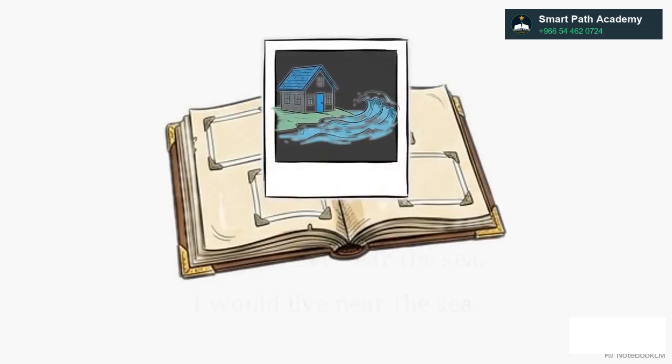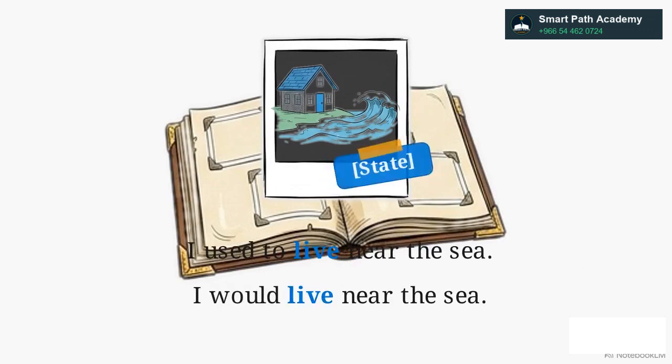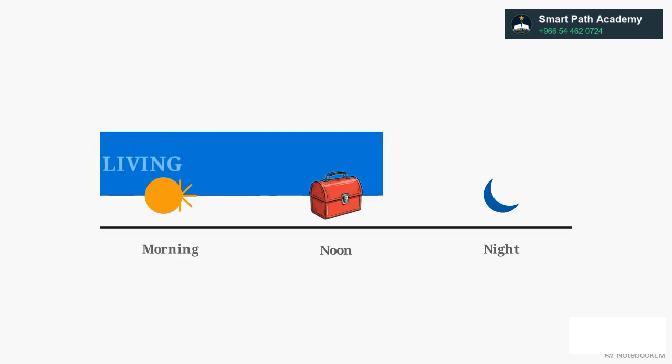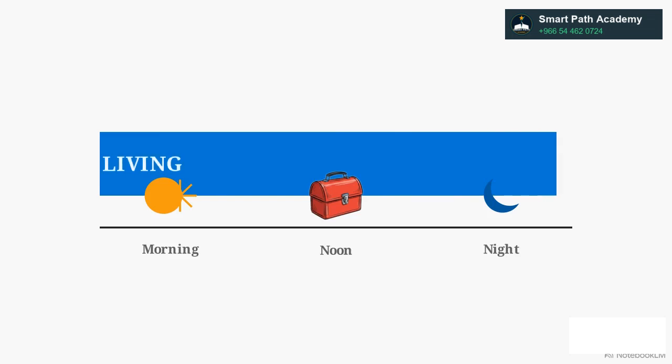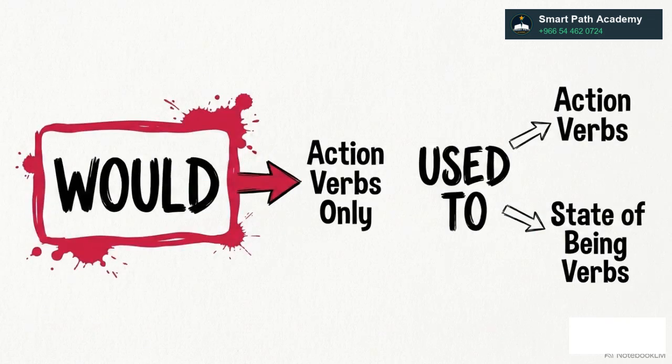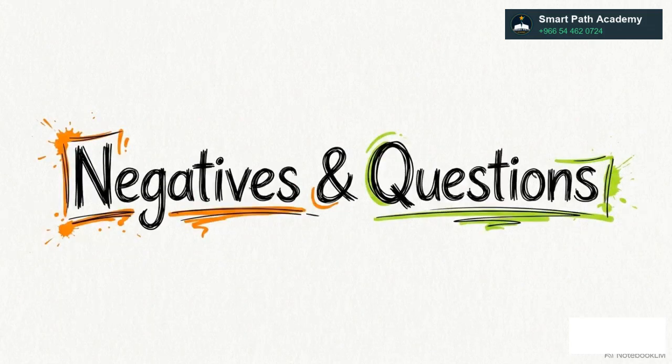Now let's bring back our first example with the house by the ocean. Notice that the verb "live" is clearly tagged as a state. Living somewhere is a continuous reality. You don't wake up, start living there, stop living there to go out for lunch, and then start living there again. Because of that, the sentence "I would live near the sea" is grammatically incorrect, leaving "used to" as our only valid option. The rule is rigid. "Would" strictly requires a physical action verb. If you are talking about a state of being, you have to stick with "used to."